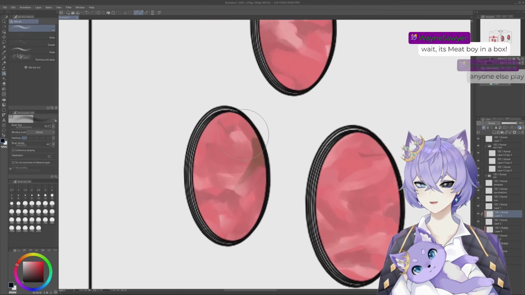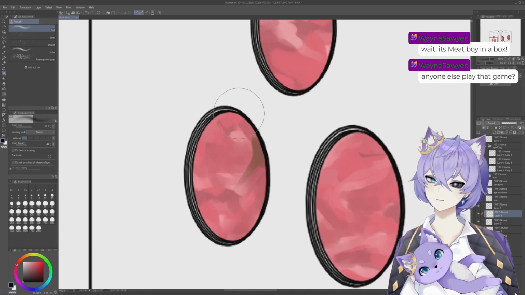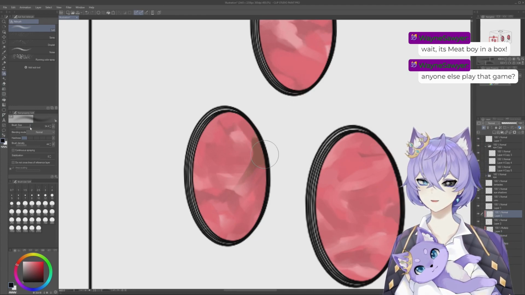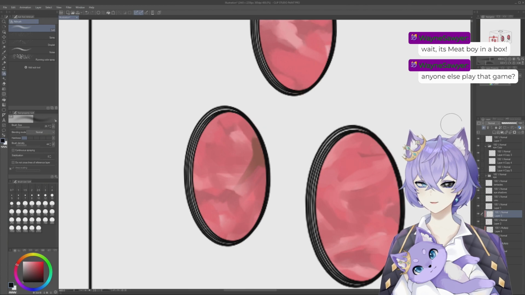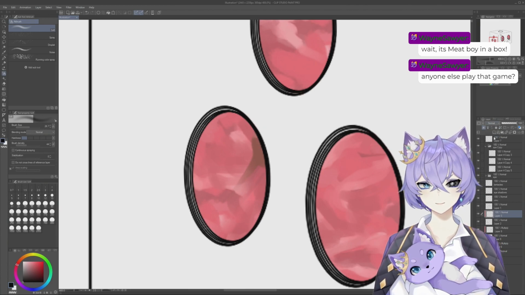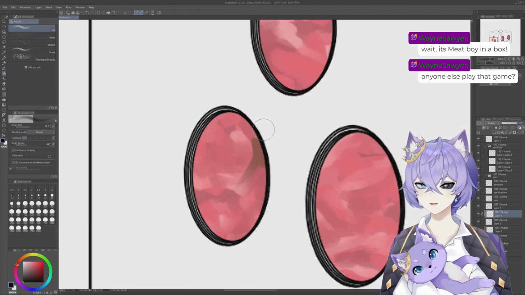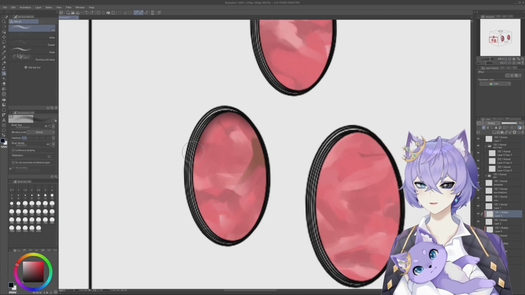Wait, it's Meat Boy in a box? Oh yeah, I guess you're not wrong, huh? You're not wrong. Anyone else play that game? Yeah, I played it back before I liked really hard roguelikes. I could not get into it.